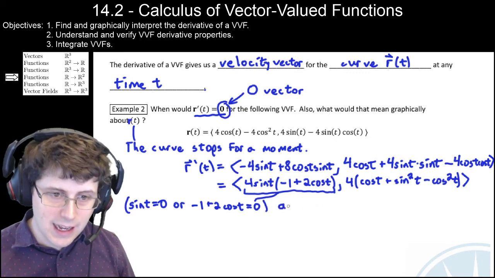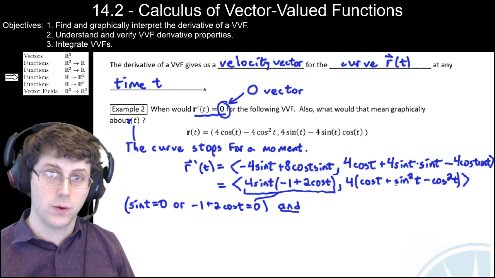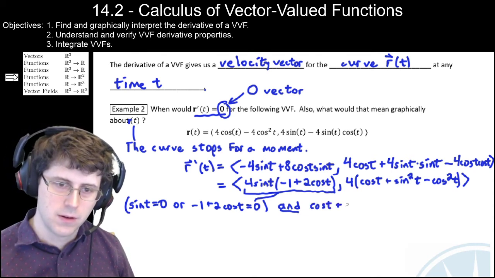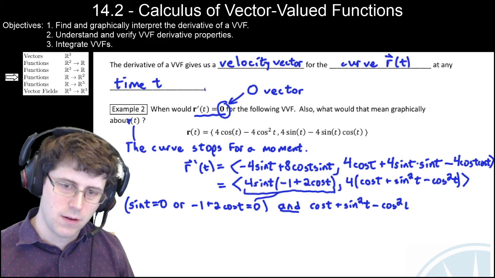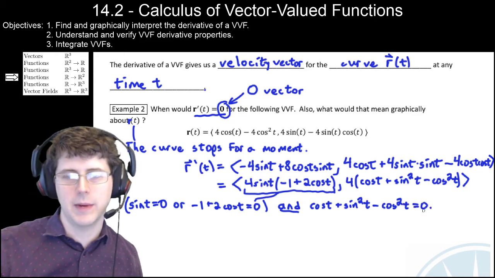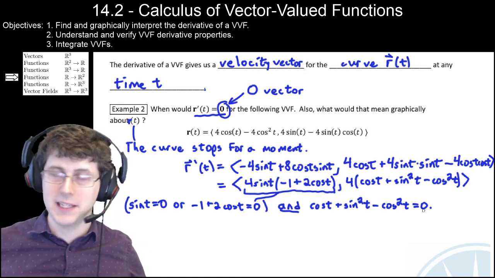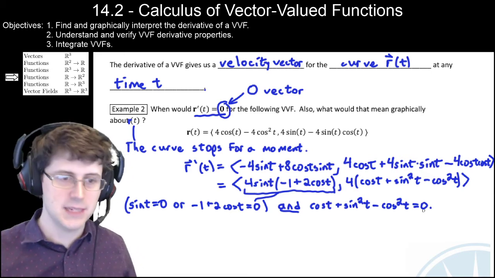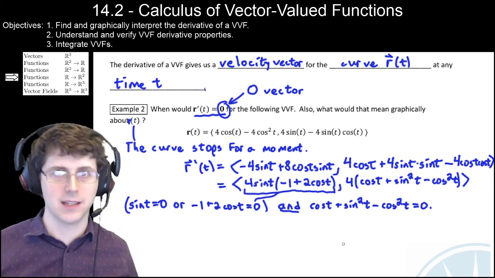But then I need one of these to be true, and I need the second component to be 0. It's possible that there are no values of t where both components come out to 0. If there's no values of t where they both come out to 0, then the derivative is never 0. So we'll solve for t in all these cases, and as long as there's some t where the first component is 0 and the second component is 0, those are the ones that the question's asking for.